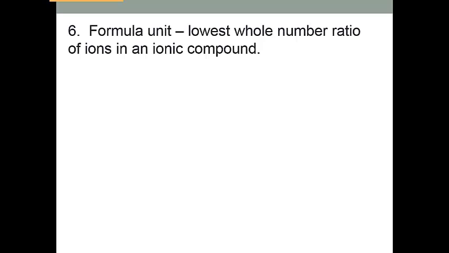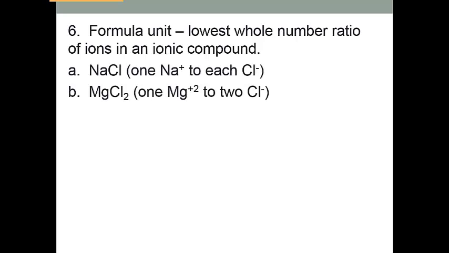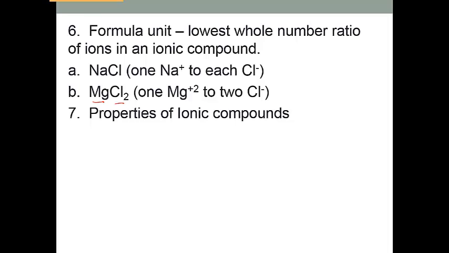It just tells us the lowest whole number ratio that we would have. So in this case, since it's always 1 sodium for every 1 chlorine, the formula unit is NaCl. For instance, with magnesium chloride, MgCl2, you have 1 magnesium, but you always have 2 chlorines around it. So the crystal would look a little bit different than the previous picture that we looked at. And we will stop with properties, and we will pick that up in the next video.